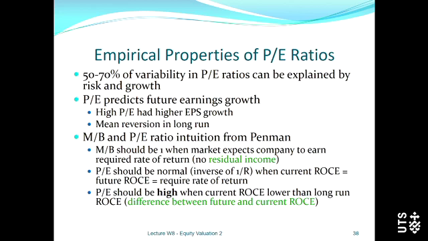Whereas growth, the higher the growth, the higher the future earnings compared to past earnings. So the higher the growth, the higher the price earnings. And these things tend to combine in real life. So you're going to have some companies with higher growth rates and less risky, and some other ones with higher risk and more or less growth. But those two variables explain quite a bit of the variability in price earnings.